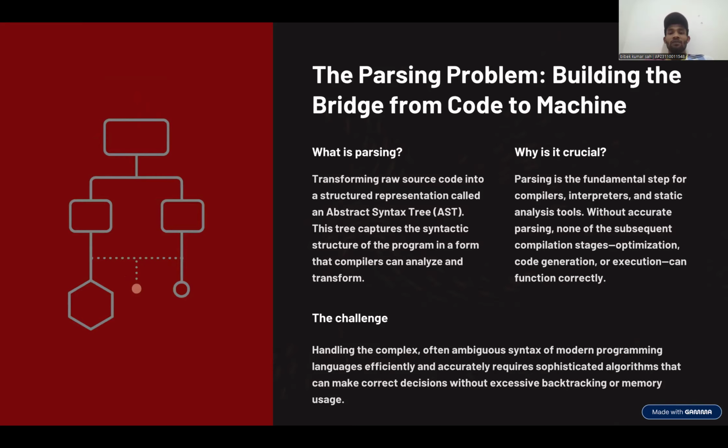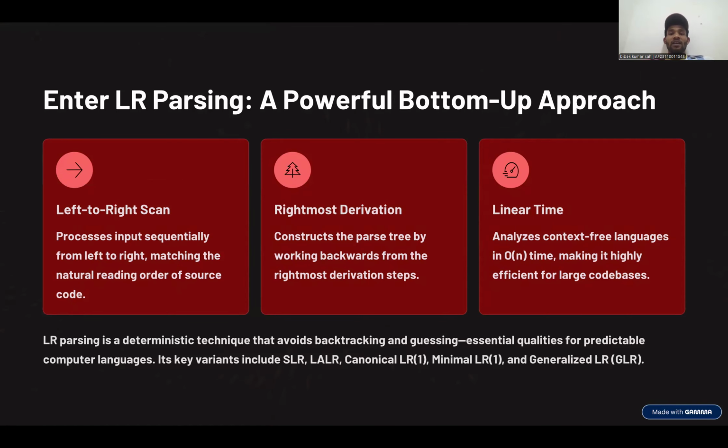This structure is called an abstract syntax tree, which is used for further stages like optimizing and code generating. Parsing is not just about detecting errors, it also ensures that the meaning of the code is preserved correctly. Without a reliable parsing mechanism, compilers would fail to interpret code properly, leading to incorrect program execution or crashes. So now slide 3, introduction to LR parsing.